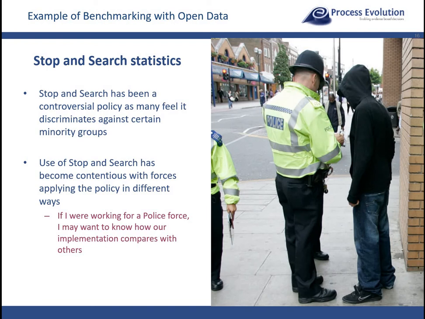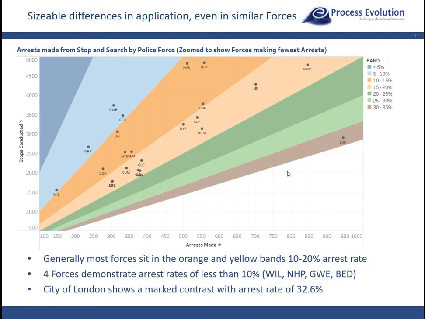Welcome to my rainbow band graph. It's an odd name, but let me take you through it and explain. On the y-axis, we have the number of stops made, and on the x-axis, we have the number of arrests. The colour bands indicate the arrest proportion, or percentage. Now, I'd expect most of the forces within the orange and yellow bands, indicating between a 10 and 20% arrest rate. But it's evident here that that's not always the case.